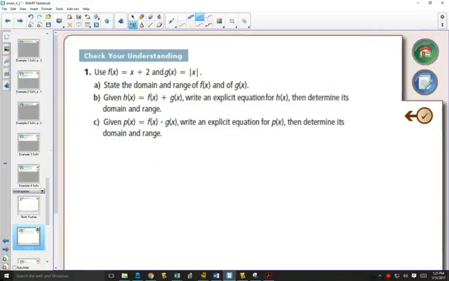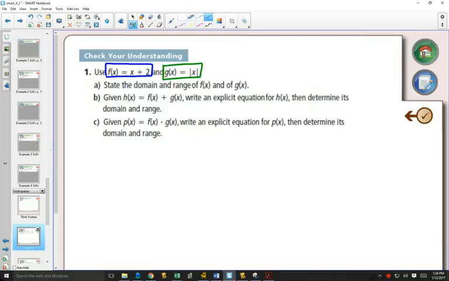So here we have two functions, x plus 2, which is just a line, and the absolute value of x. State the domain and range of each of them. We're going to color code here. We're going to make f of x, I'm going to do in blue, and g of x in green.